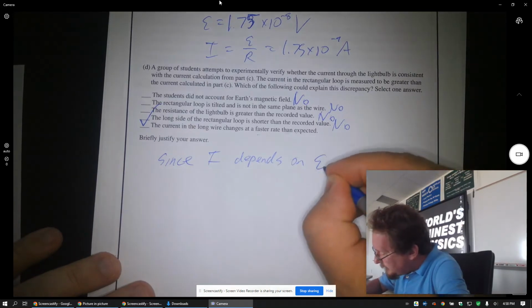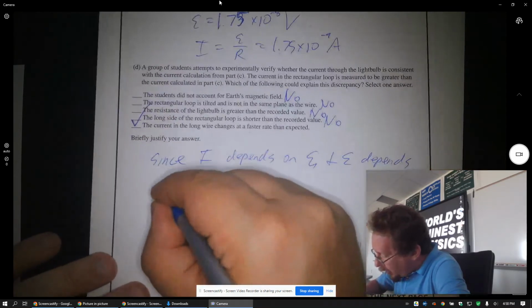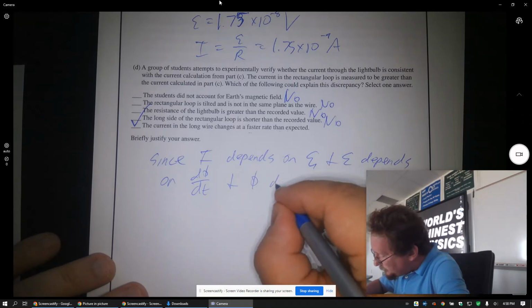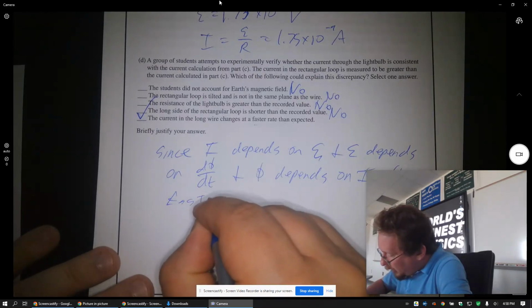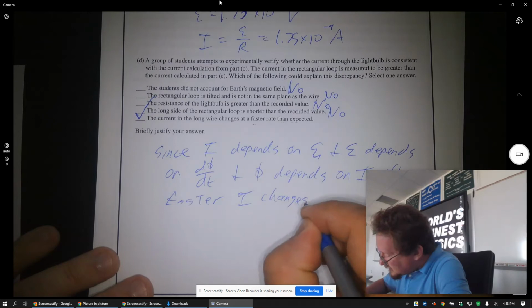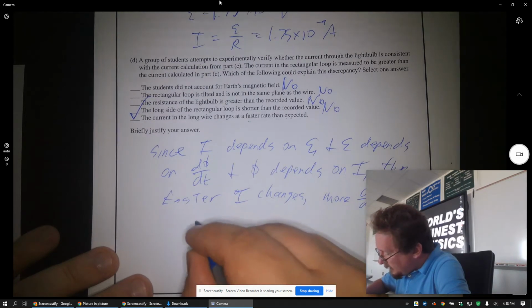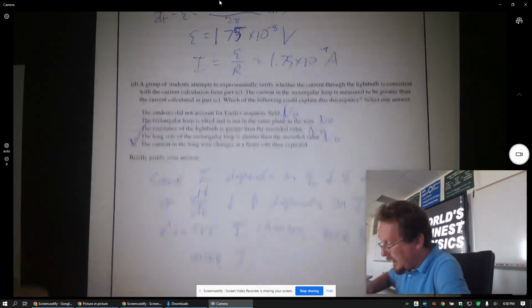depends on EMF and EMF depends on d flux d time, it's really the same as d flux d time, and flux depends on current, the faster the current changes, the more d flux d time, the more EMF, the more I. Okay.